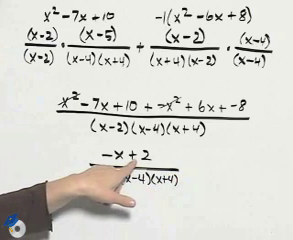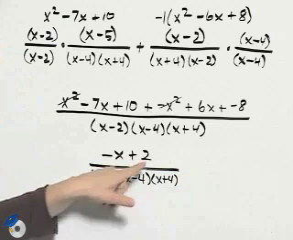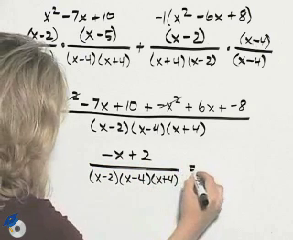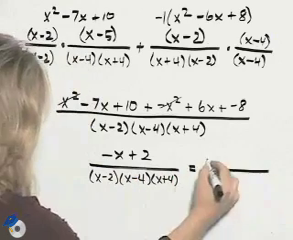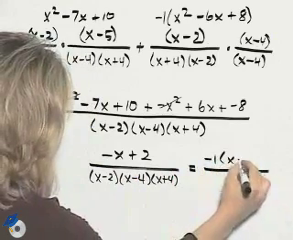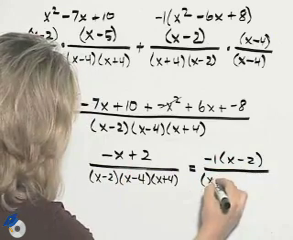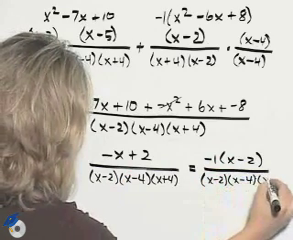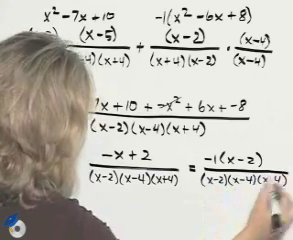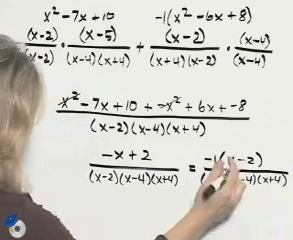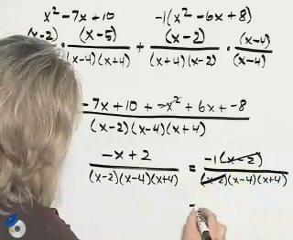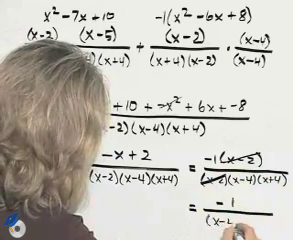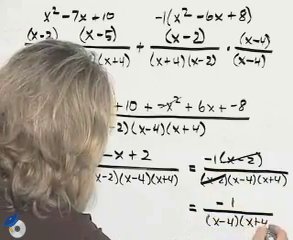Now we have to make a clever observation here that negative x plus 2 is the opposite of x minus 2. So what I can do, I'll write this off to the right, is I will write negative 1 times x minus 2. I'll place that over the denominator so that I can see what I'm going to divide out. And I notice that I have a common factor of x minus 2, so they divide out. And I'm left with negative 1 over x minus 4 times x plus 4.